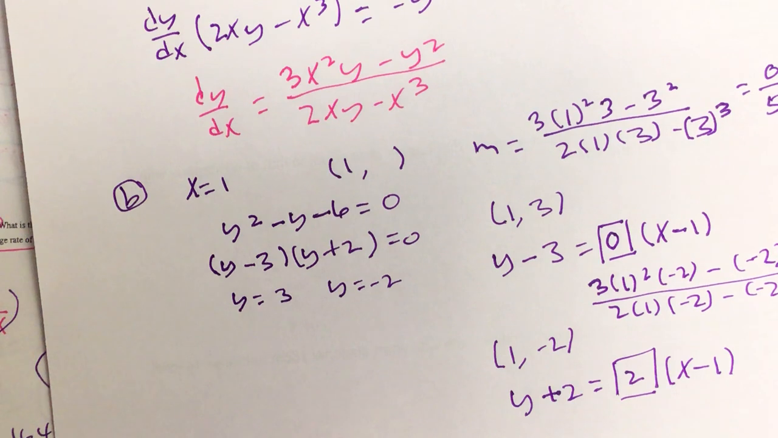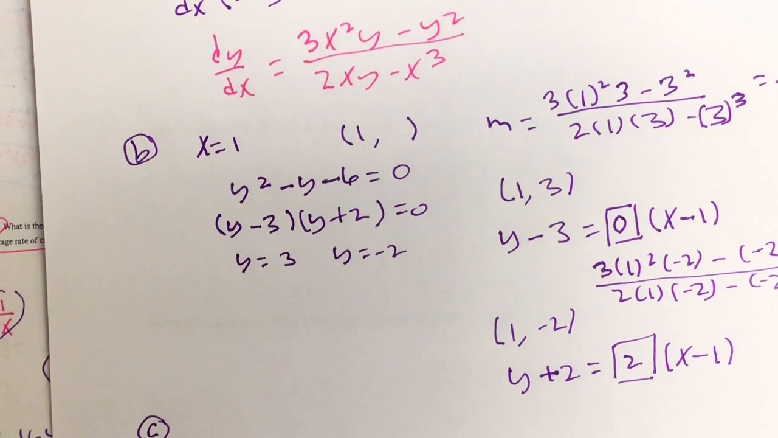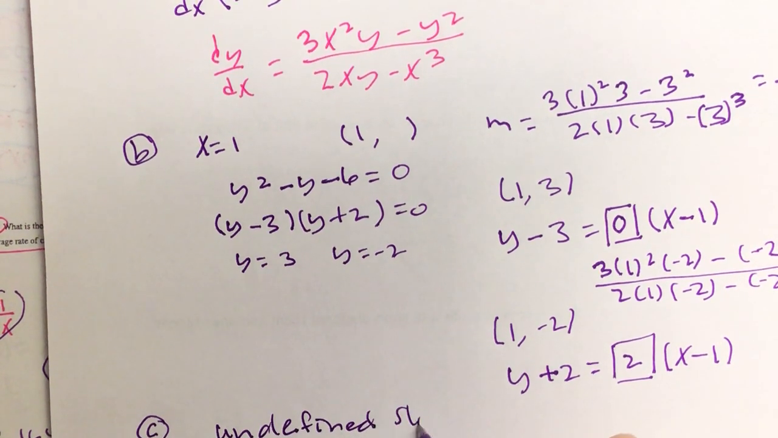Okay, part C. Evan, will you read part C out loud, please? Find the x coordinate of each point on the curve where the tangent line is vertical. So we want the tangent line to be vertical. If it is vertical, is it 0 as our slope or undefined slope? Undefined. Right, Austin? Undefined slope?